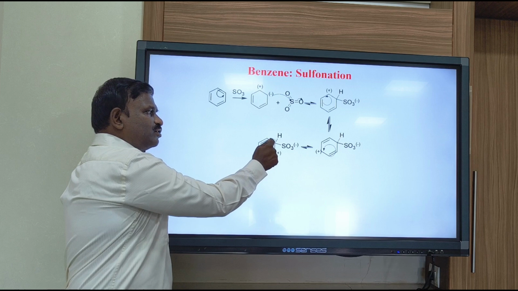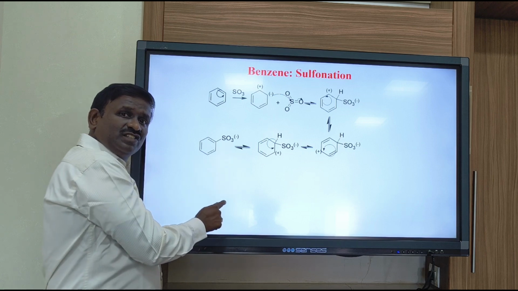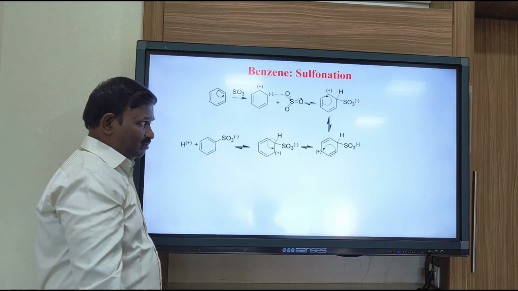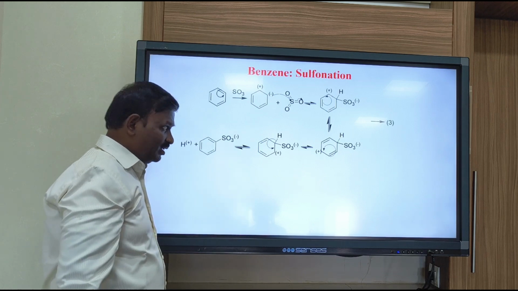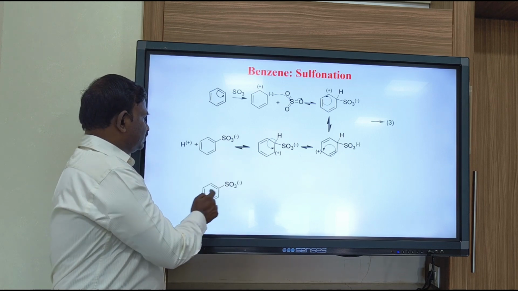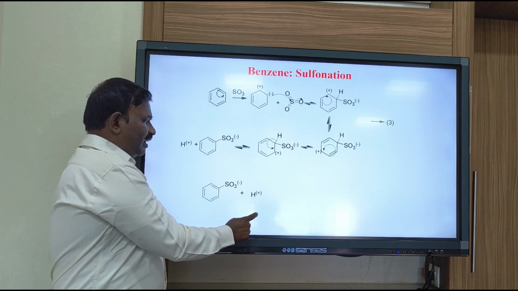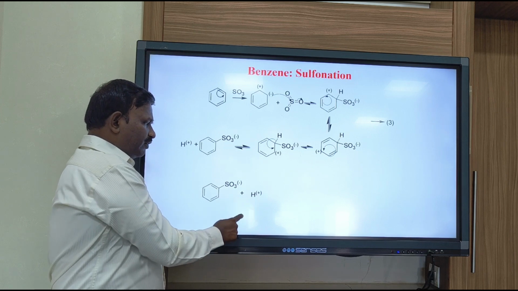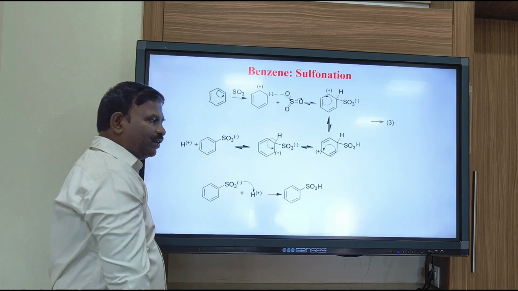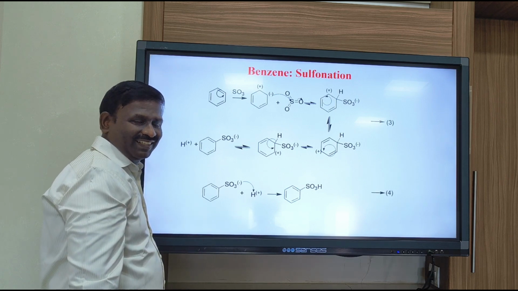The carbon-hydrogen bond breaks. These electrons are utilized to satisfy this positive center and it gives rise to the benzene sulfonate ion along with the liberation of hydrogen as a proton. This is step 3. SO3 minus is unstable. This reacts with H plus. This is electron deficient, this is electron rich. Unlike poles attract each other, and bond formation occurs to give rise to benzene sulfonic acid. This is the last step in the reaction process.